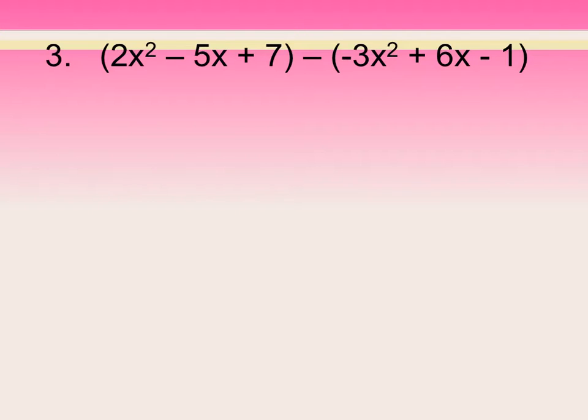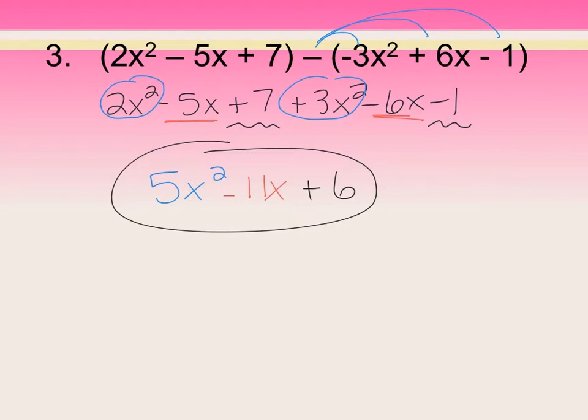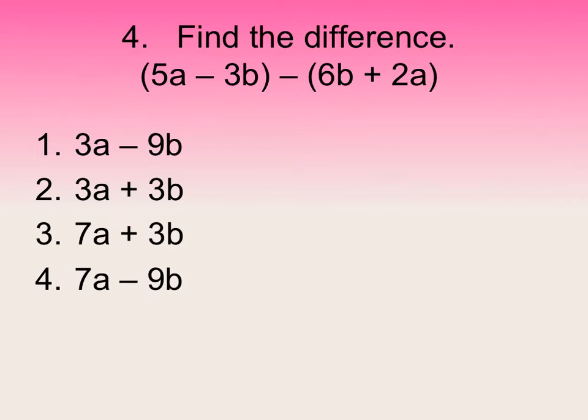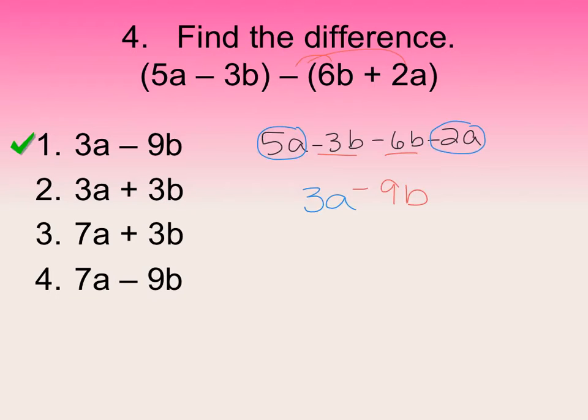Go ahead and try number 3 and see if you can get it, and then press play when you want to check it. Final answer here should be 5x squared minus 11x plus 6, and again, you distribute that negative and rewrite your signs, combine your like terms, and you're good to go. And go ahead and try number 4, and it should be one of these 4 answers, so hopefully you get one of those, and press play when you're ready to check. And final answer should have been 3a minus 9b. Again, distribute the negative, combine your like terms, and then you're good to go.